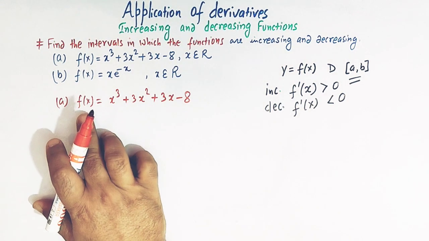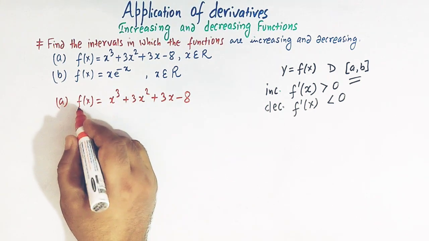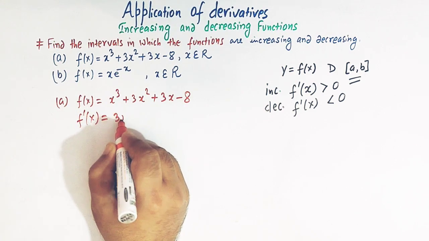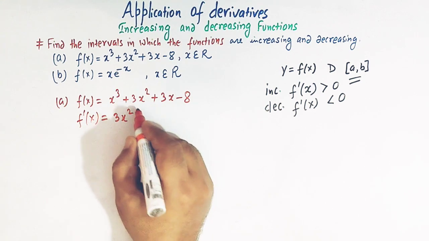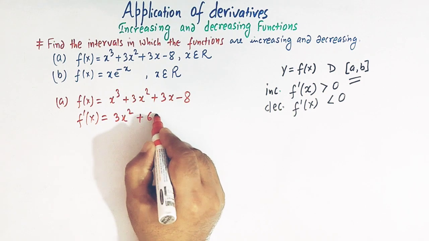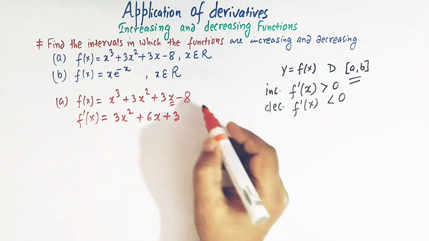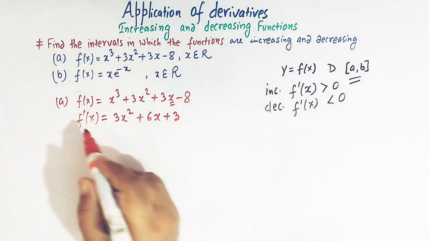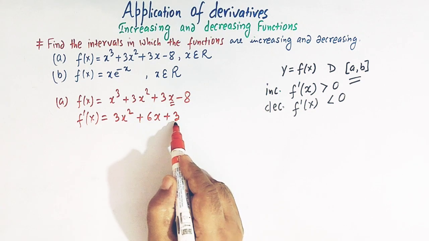So we have this function f of x. Now let us find the derivative of this function. So f prime of x is equal to 3x square, since the derivative of x cube is 3x square, and the derivative of 3x square is 6x, and the derivative of 3x is simply 3, and the derivative of 8 is 0, being a constant. So the derivative is equal to 3x square plus 6x plus 3.